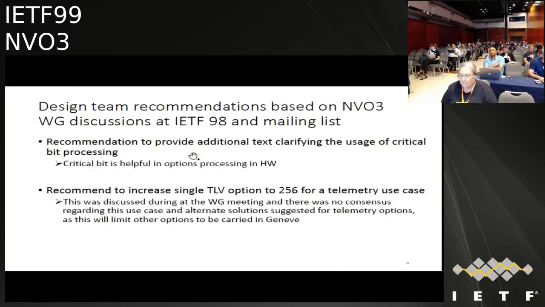Okay. The other one is the recommendation to provide additional text to clarify the usage of critical bit processing. A critical bit is helpful in options processing, both in software and hardware, and more specifically in hardware. It allows hardware to quickly look at the critical options bit. If the hardware is capable of processing the options, it will continue to process them. If it is not capable, it allows the hardware to skip over the options and process the rest of the payload before it forwards the data to the higher layers in the stack. So that's one of the advantages of having the critical bit. If this is not clarified already, we will add additional text to clarify this information.